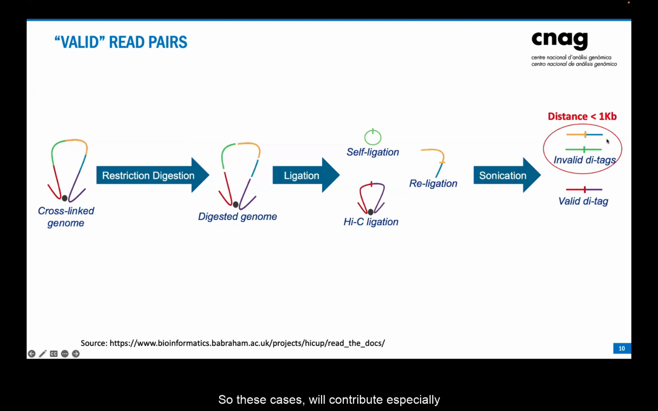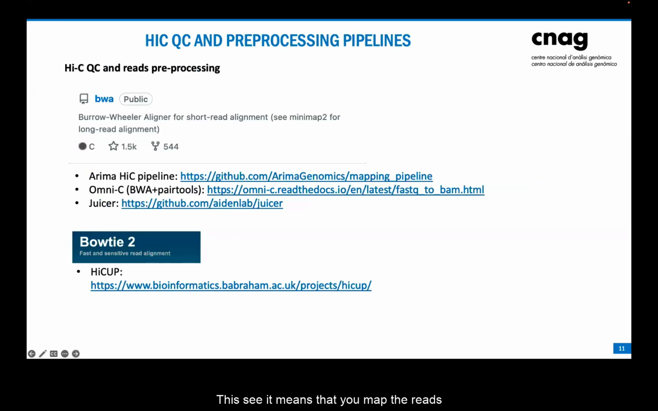So these cases will contribute especially to short cis contacts below 1 kb, and these others to contacts larger than 1 kb in cis. Cis means that you map the reads to the same sequence block, let's say a contig or a scaffold. And then you can measure the distance between the alignment of the first read and the alignment of the second read from the same pair. Okay, so then you have an estimation of how far away these sequences are in the genome.